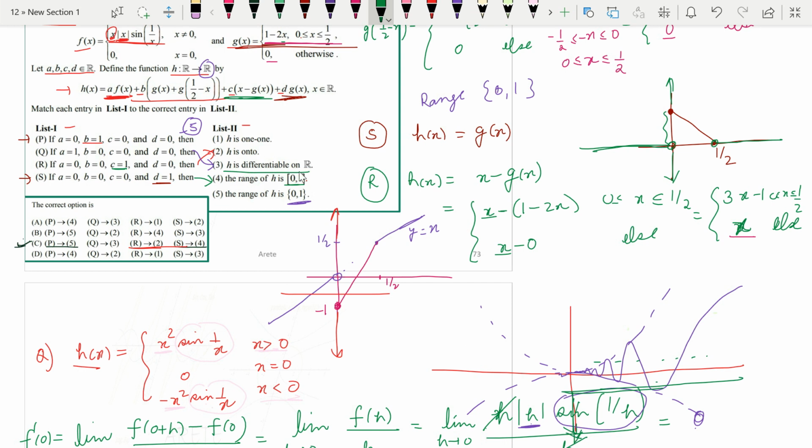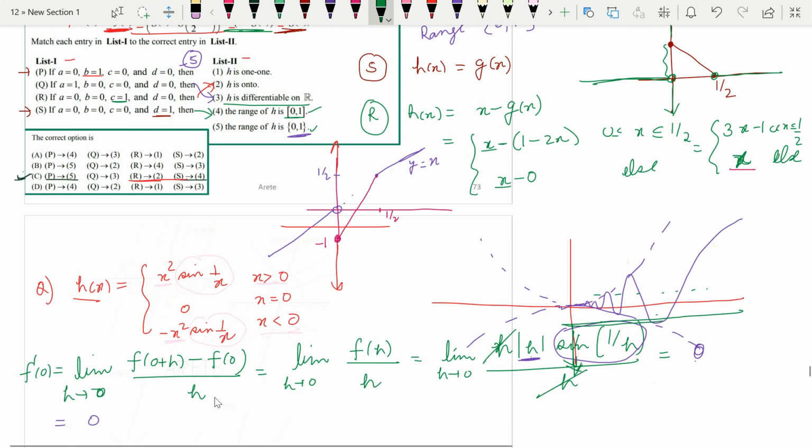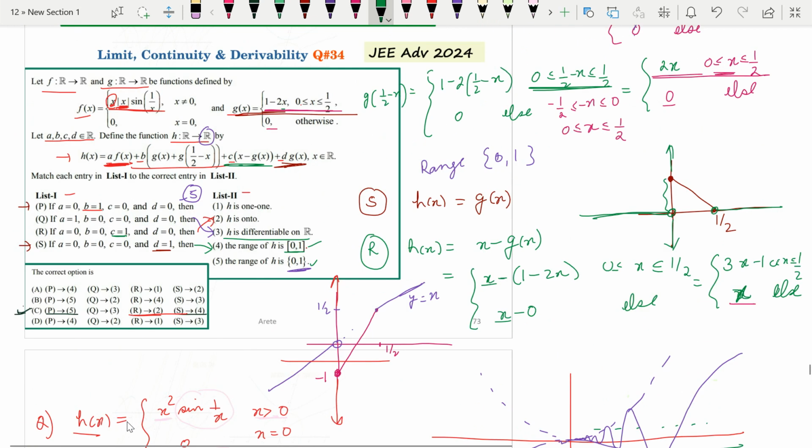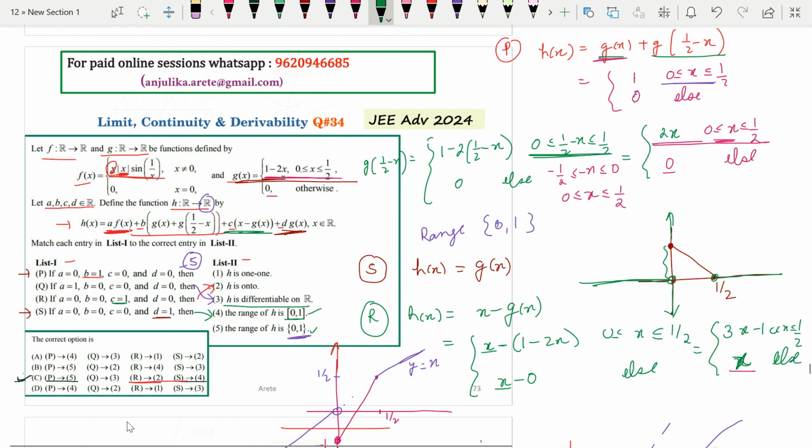So the range is of course not this, not this, none of the options, just that h is differentiable on R, because everywhere it is, just that at 0 we need to check, and we got the derivative to be 0. So mind you, we were done with the question in the first 2 minutes. But in order to practice, we have dealt with all the options and we got option C to be the correct option. Nice question. See you with another one.